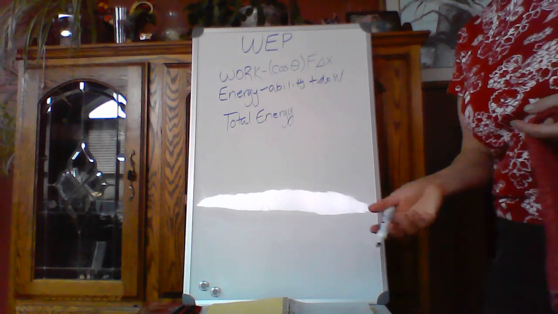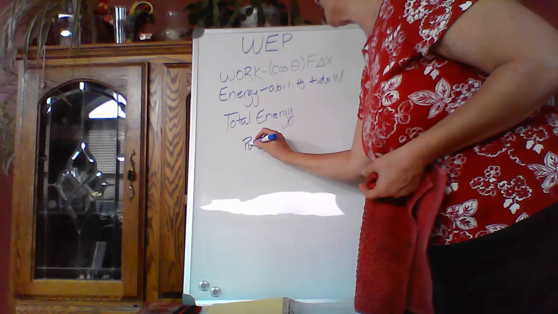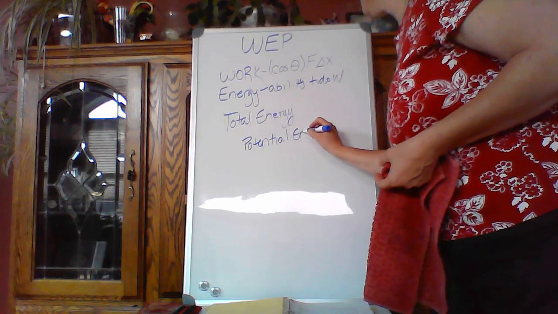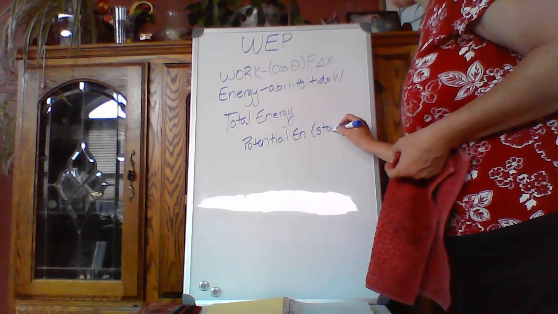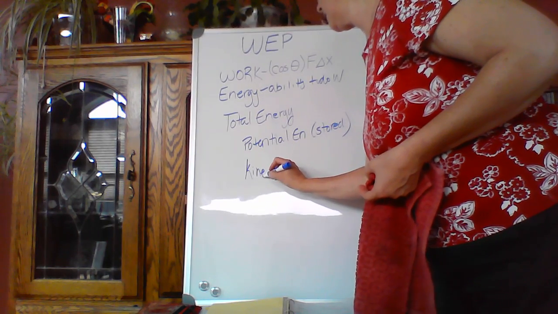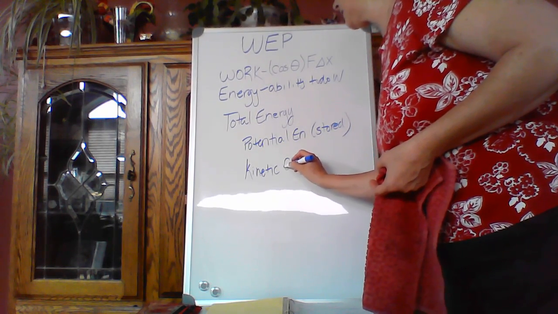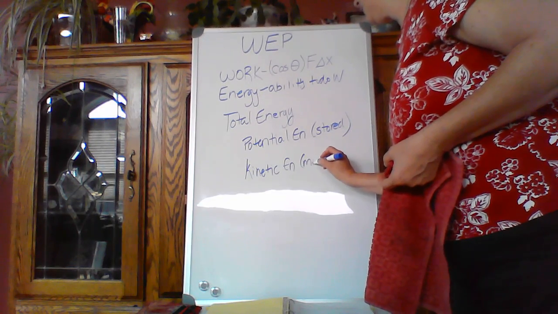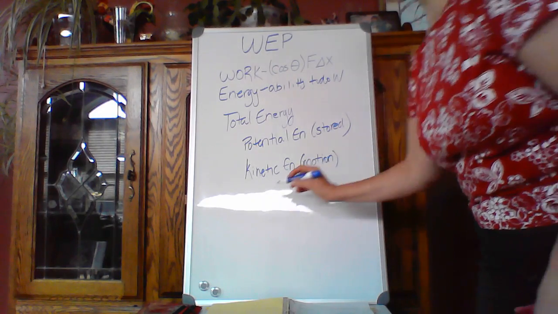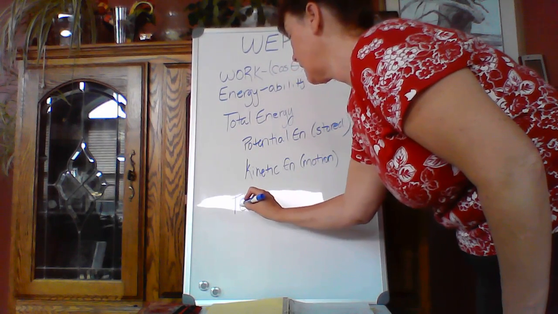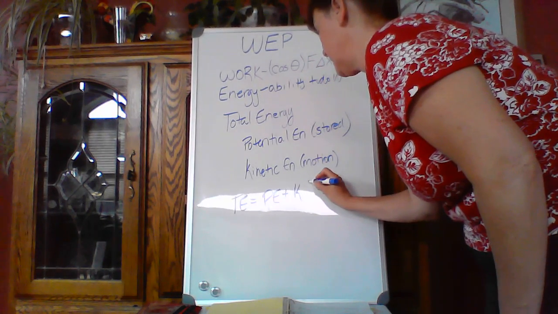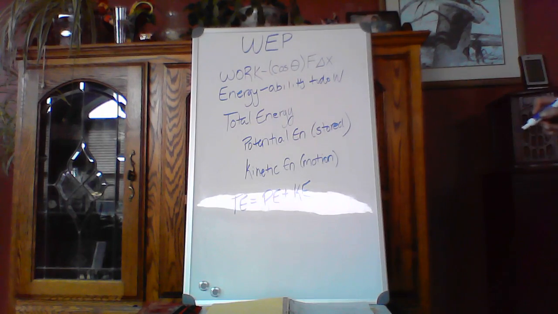So the forms that we're going to look at in this chapter are potential energy, which is the stored energy of a system, so when an object is not moving, and kinetic energy. And kinetic energy, just like when we looked at kinetic friction, has to do with things in motion. So for any given system, we can say that the total energy of the system will always equal the potential energy plus the kinetic energy of the system.